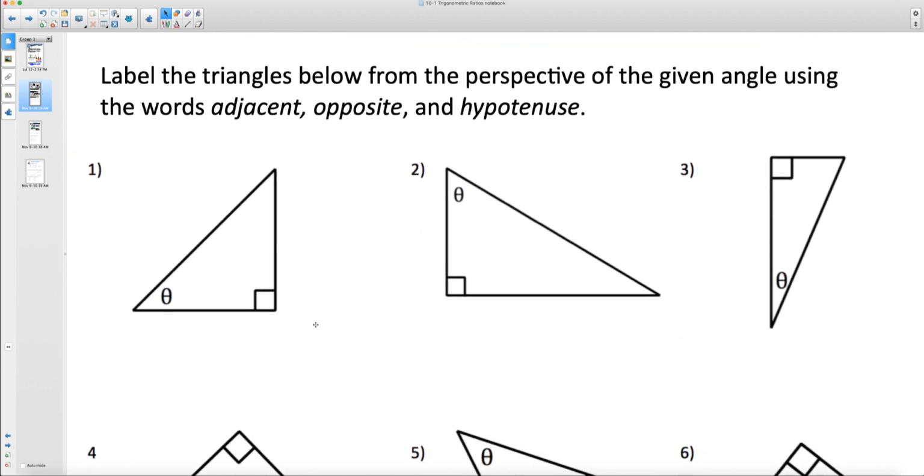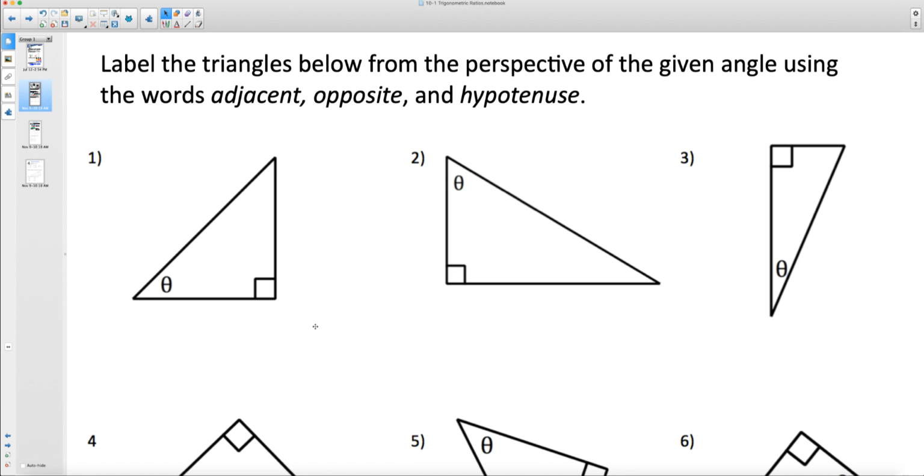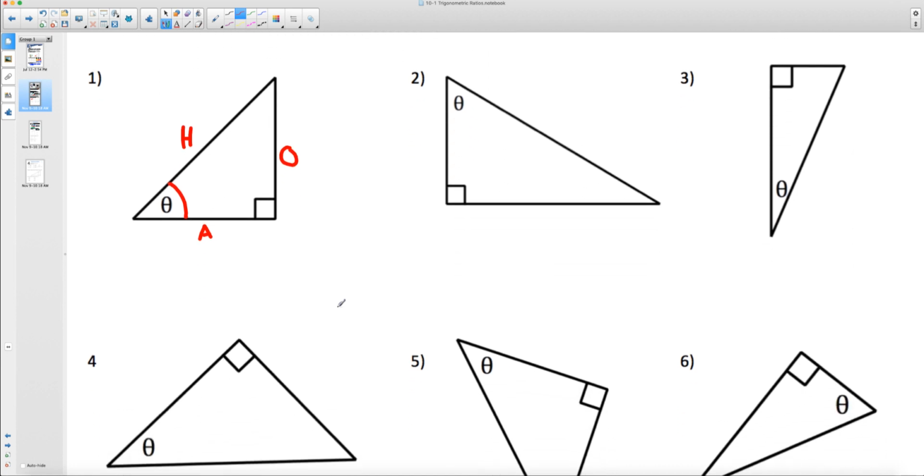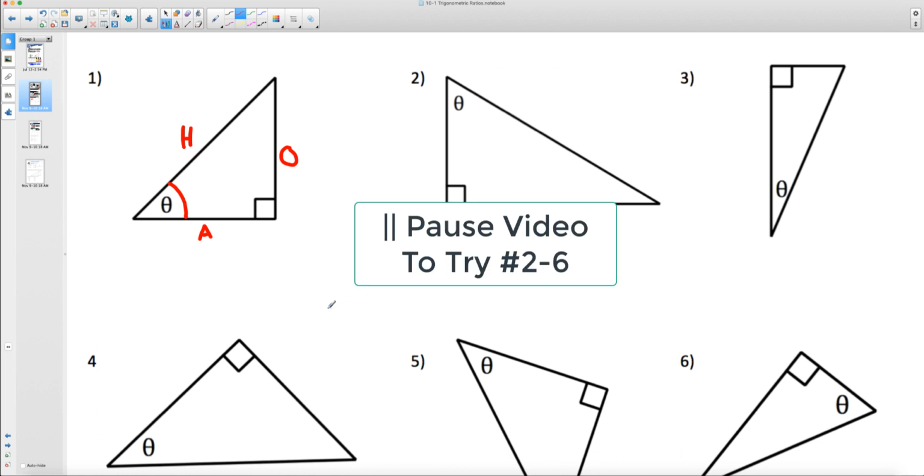So why don't you take a moment, pause the video, and go ahead and label your sides from the perspective of the given angle. I'll just do maybe the first one with you, and then I'll let you pause it. So we're looking at it from this angle here. I always start with the hypotenuse first. The hypotenuse is across from the right angle. My adjacent side, that's the one that's next to the angle. And then my opposite side is completely opposite the angle. Why don't you take a moment, pause the video, and go ahead and do those next 5 problems.